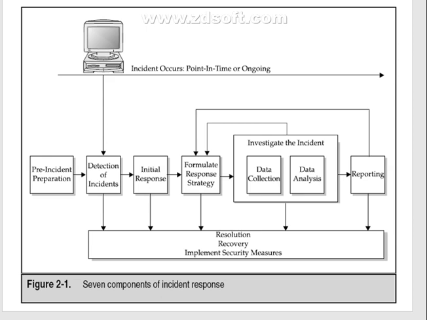The first process is what we call pre-incident preparation. When we have managed to prepare successfully before the incident occurs, we move on to detection of the incident. Then from detection, we perform our initial response. Then from our initial response, we need to formulate a response strategy. When we've successfully formulated a response strategy, we now need to investigate the incident. Investigating the incident comprises 2 processes, which are data collection as well as data analysis.